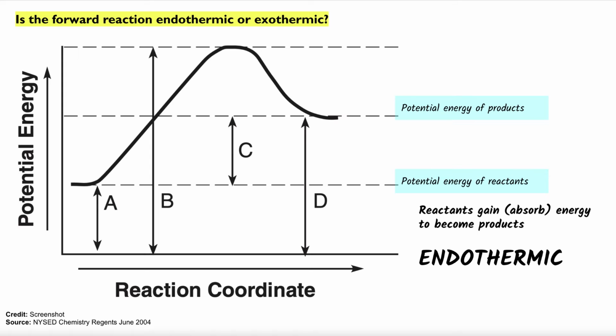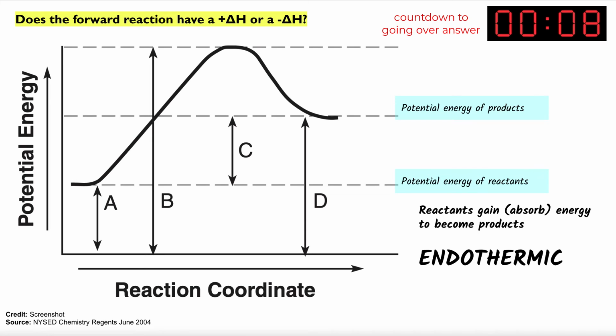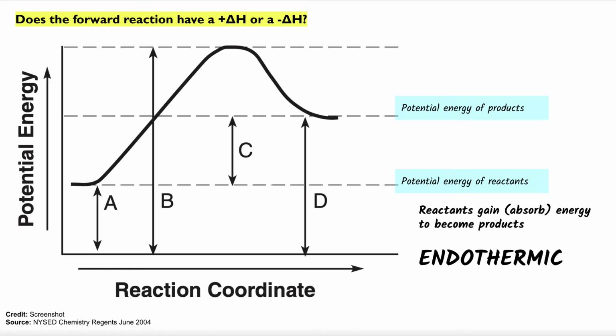So does the forward reaction of the same diagram have a positive delta H or a negative delta H? Positive heat of reaction or a negative heat of reaction? If we look, to get from reactants to products on the y-axis, we have to move up. Up is positive, so we have a positive heat of reaction or a positive delta H for this reaction.